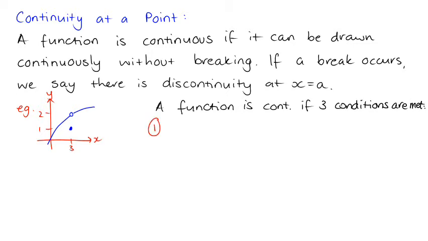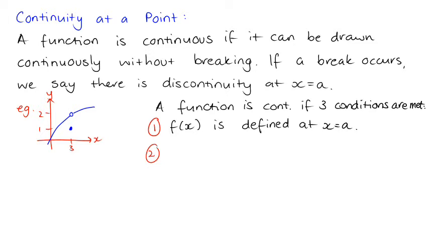Number 1. F of x is defined at all points x equals a. So right before here on this example, we got x equals 3 is not defined, so therefore it's not continuous. So you've got to have all points on the line being defined for it to be continuous.